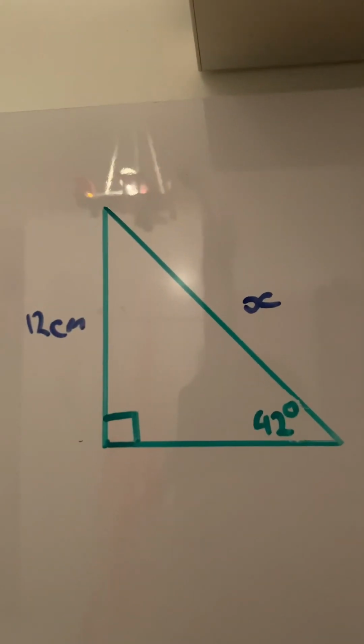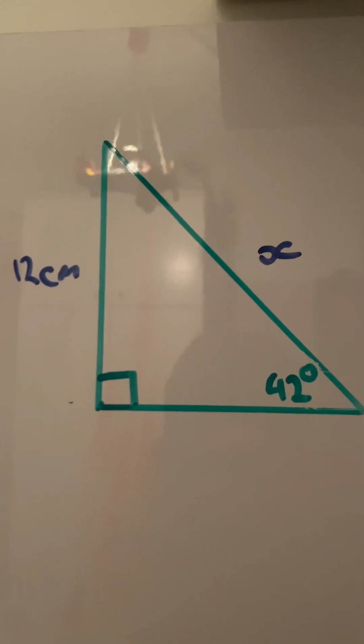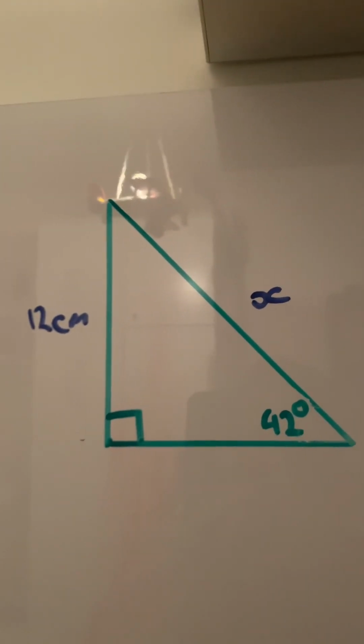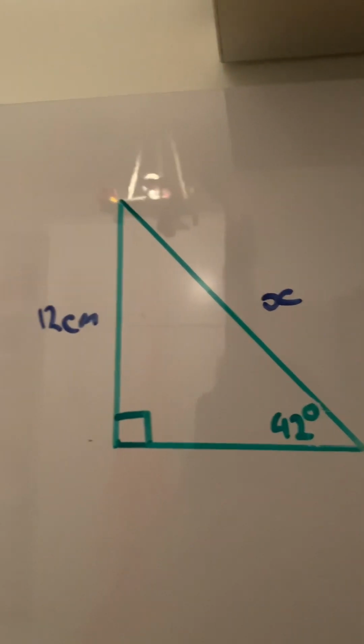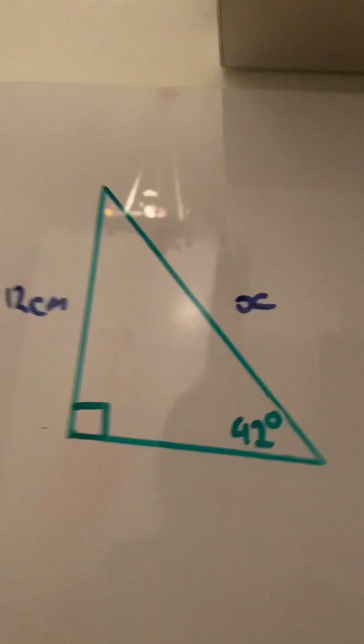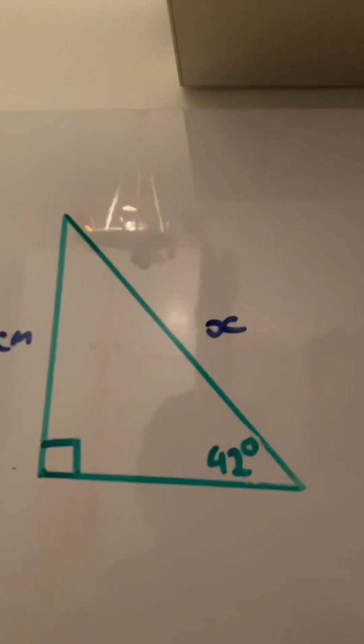In our first example, we have angle theta, which is 42 degrees, the opposite side, which is 12 centimeters, and the hypotenuse, which is x. So for this example, we are going to use the sine formula because we have the opposite side and we want to work out the hypotenuse. So we write down sine is equal to opposite side over hypotenuse. Now the next step, we add in the numbers and the variables. So then we'll write down sine 42 is equal to 12 over x.